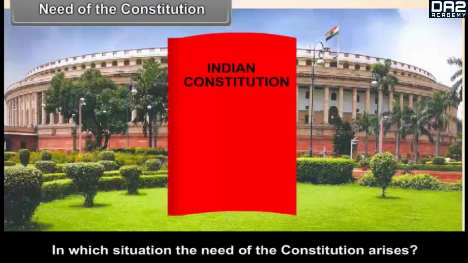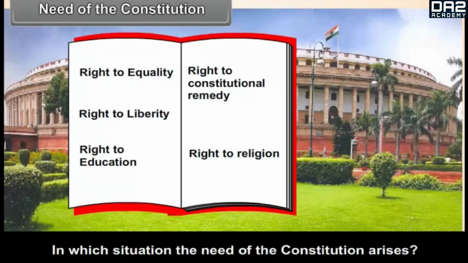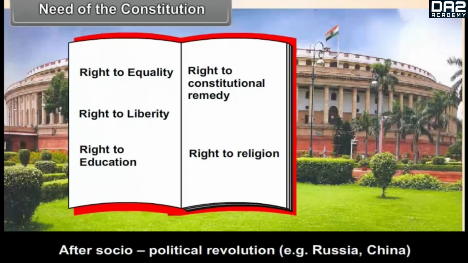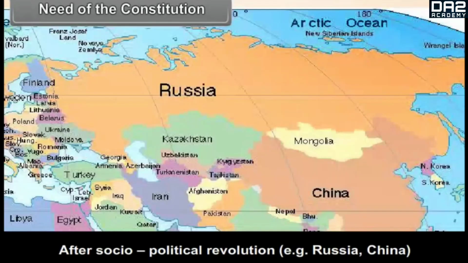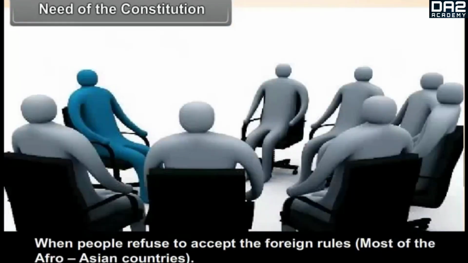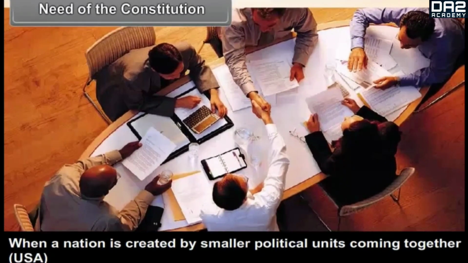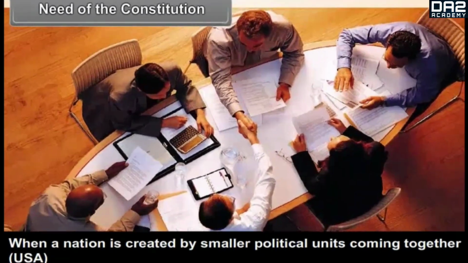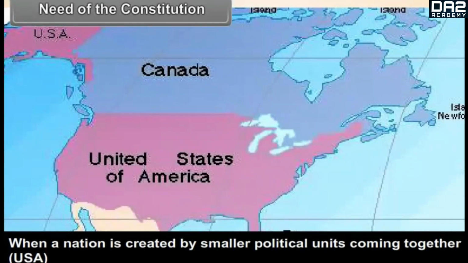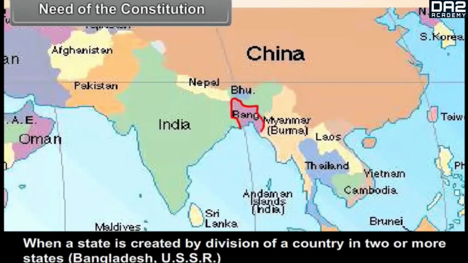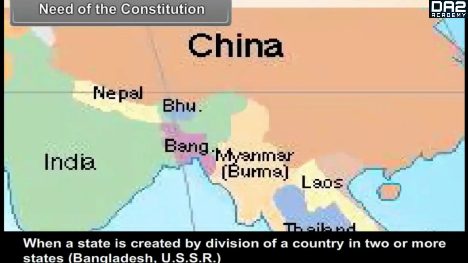In which situations does the need of the Constitution arise? After a socio-political revolution, for example, Russia, China. When people refuse to accept foreign rule, that is, most of the Afro-Asian countries. When a nation is created by smaller political units coming together, USA. When a state is created by division of a country into two or more states, Bangladesh, USSR.